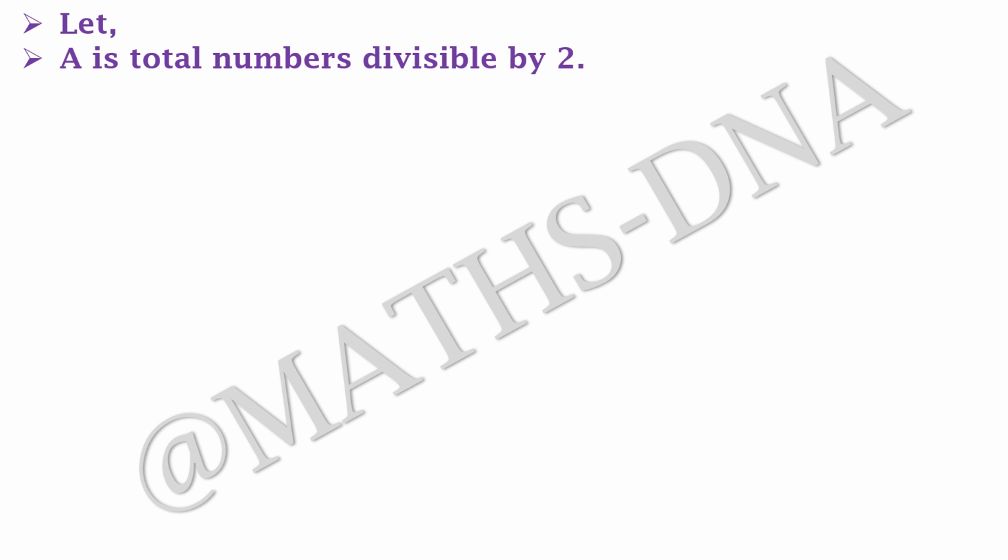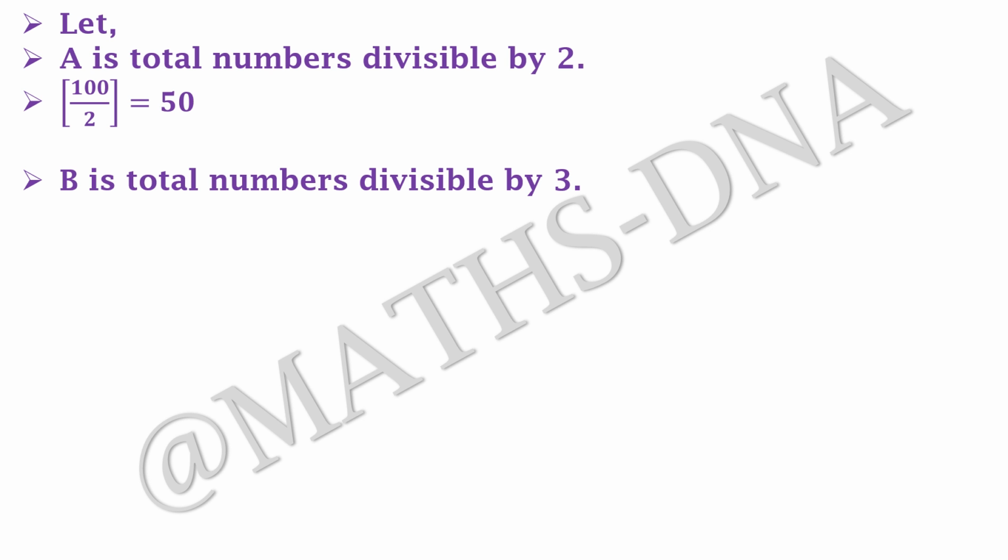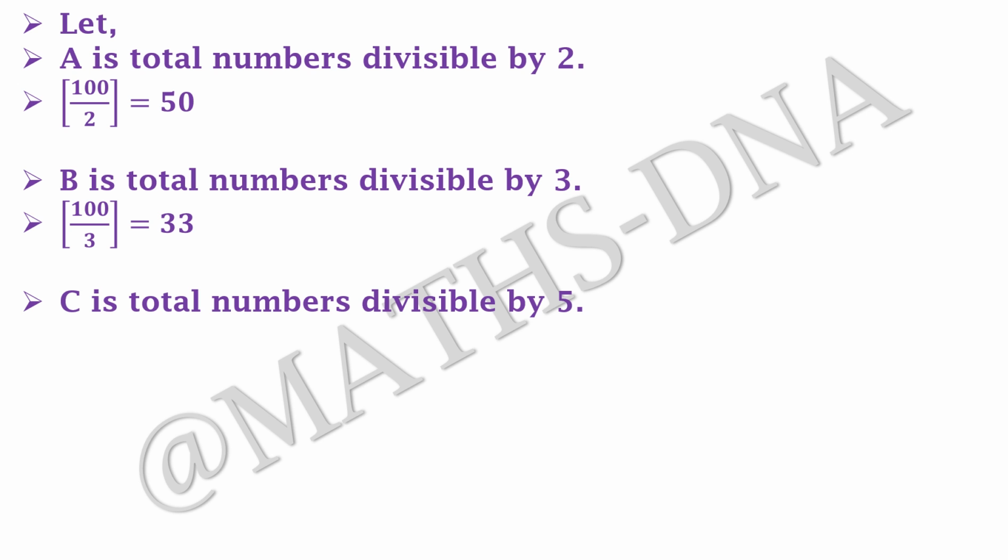Firstly, A is the total numbers that are divisible by 2, that is floor of 100 upon 2, and that will be 50. The brackets over here are the greatest integer function. We will discuss what we mean by that. Now B is the total numbers that are divisible by 3. When you divide 100 by 3, you get 33.33, but we only consider the integer, that is 33. Similarly, C is the total numbers that are divisible by 5, that will be 100 upon 5, that will be 20.